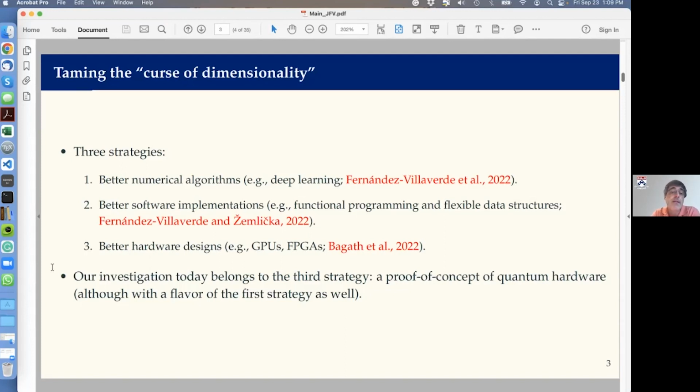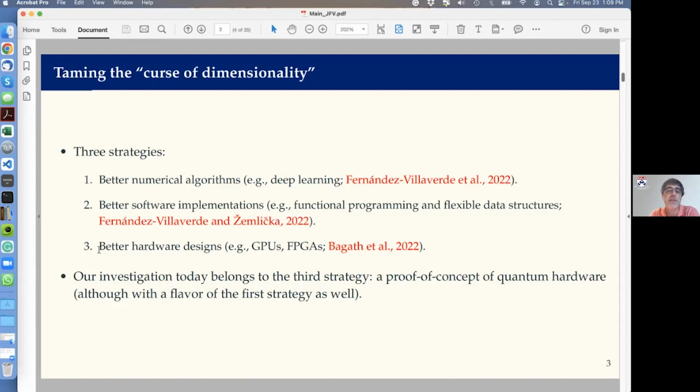And the third strategy is to have better hardware designs. Around 15 years ago already by now, I was one of the first economists who worked on introducing graphic processing units in economics. And just very recently, a few months ago, I circulated a paper where I show how using field programmable gate arrays really helps a lot in economics. So you can think about our investigation today as belonging to this third strategy.